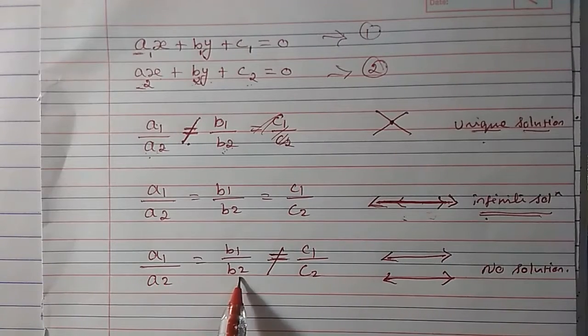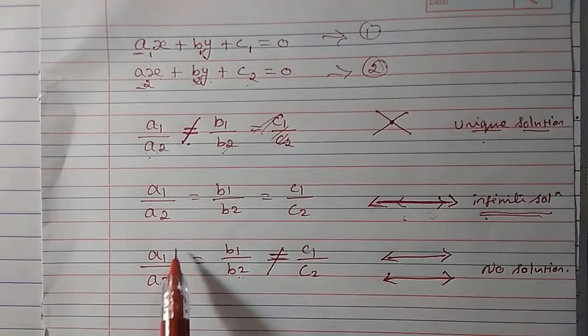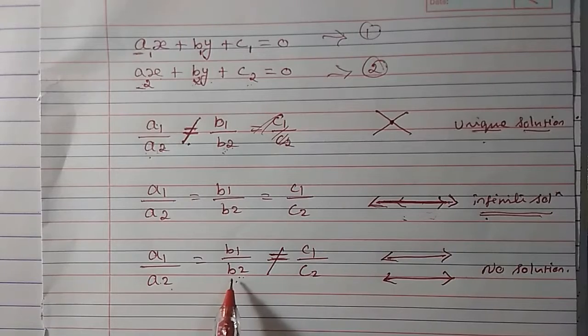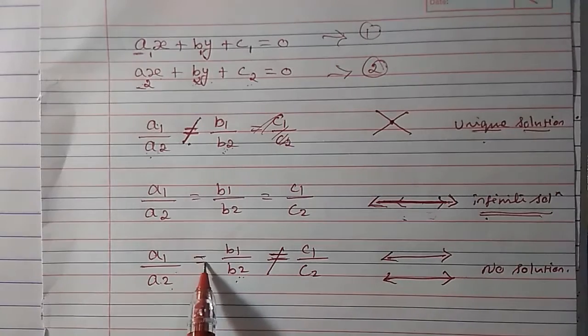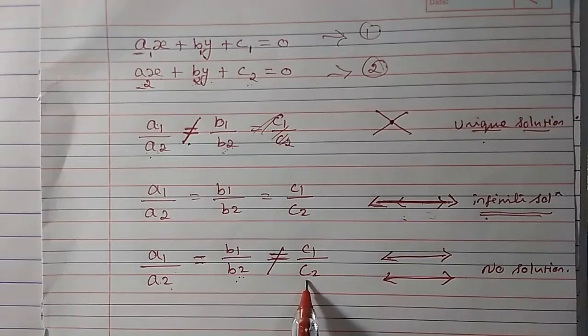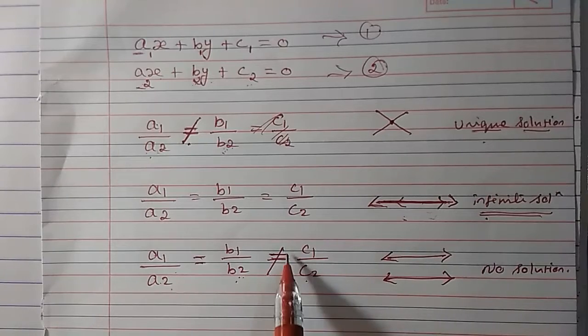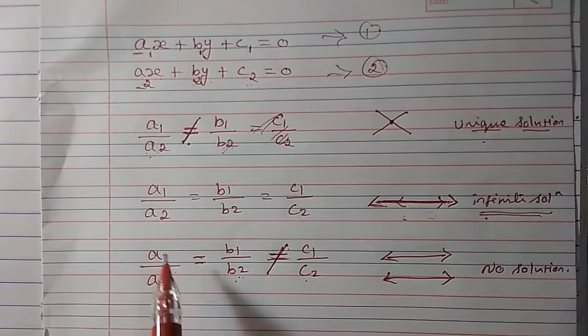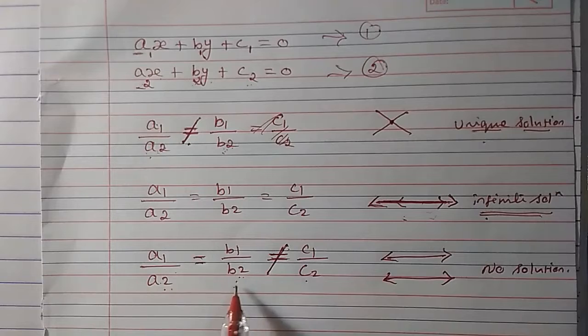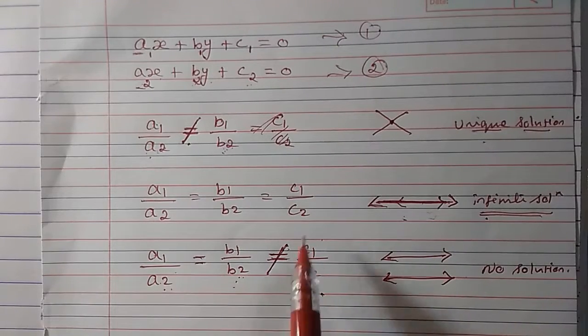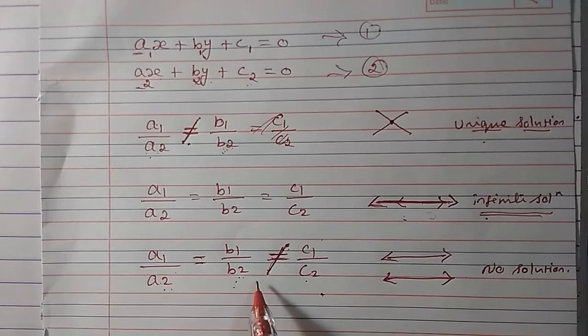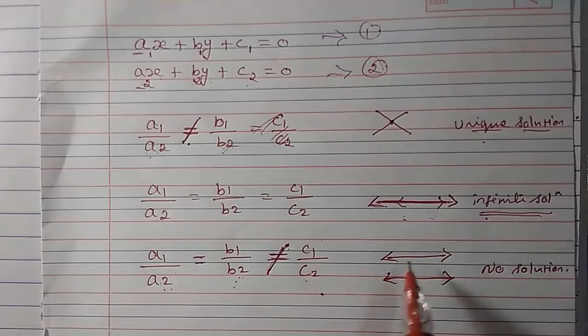And if you find the first two, when you compare a1 upon a2, b1 upon b2, if you find that both are the same, then we compare the third one. And when we compare the third one and it is not matching, here for example it comes 1 upon 2, 1 upon 2, and here it comes 3 upon 2. So this will not be matching. So when you find the third one is not matching to this, then our graph will be parallel lines.